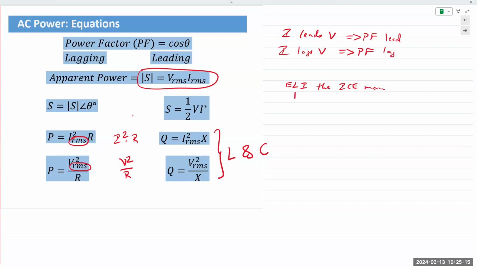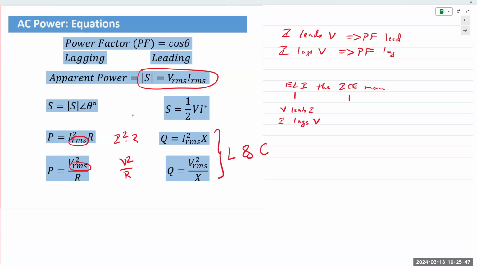L stands for inductor, C stands for capacitor, E stands for electromotive force or voltage. I, of course, is current. So for an inductor, the voltage comes before the current, and so voltage leads the current. Or in other words, you can write I lags V.